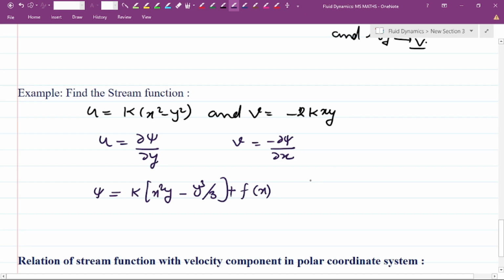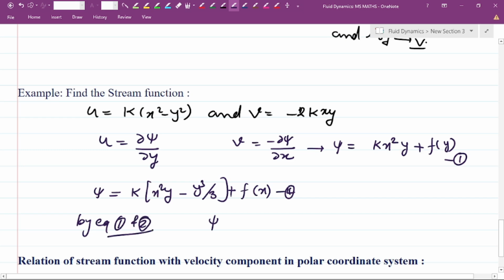Or else, if I find the stream function by this relation, it is basically the plus kx² differentiated with respect to x, and here will be the function of y. On comparing these both, this will be my equation number 2, and this will be equation number 1. So by equations 1 and 2, because the stream function must be unique, by this relation or by that relation the stream function will be the same.